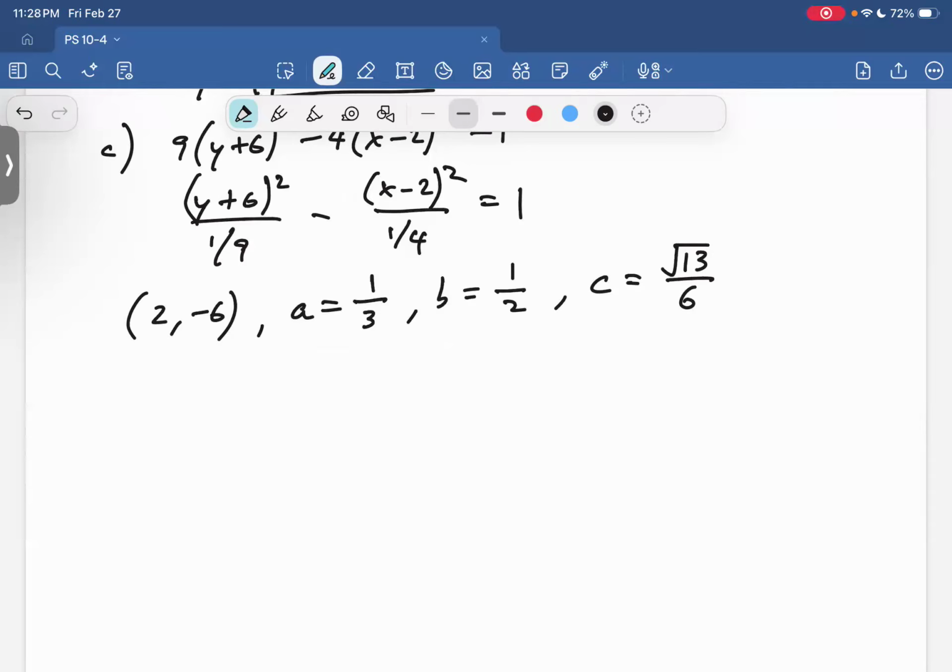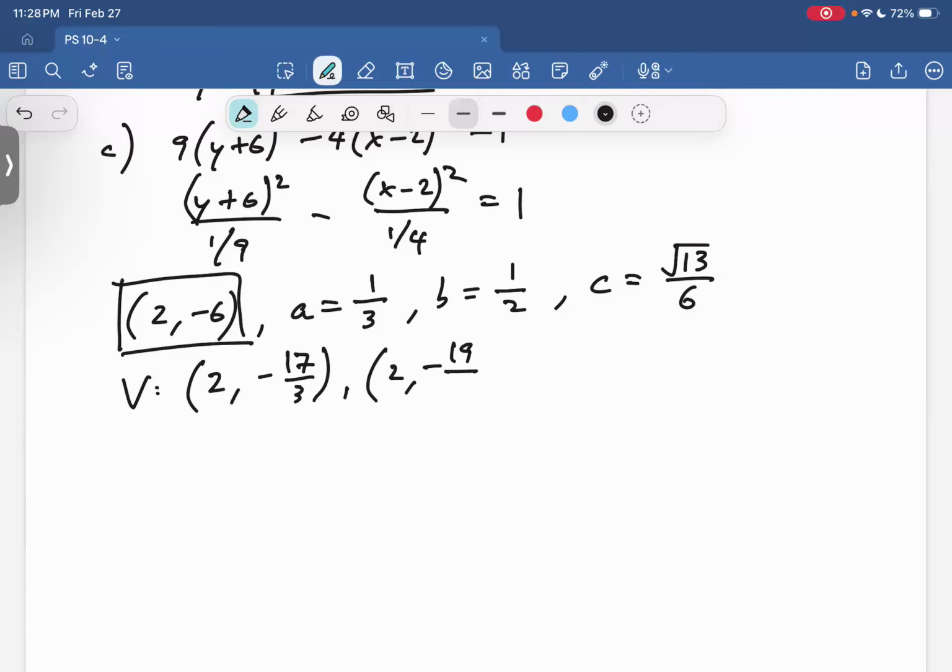Okay. And so this is my center, and this is a vertical hyperbola. So that means my vertices are going to be 1/3 added to -6 and 1/3 subtracted from -6. So that should be -17/3 and -19/3.